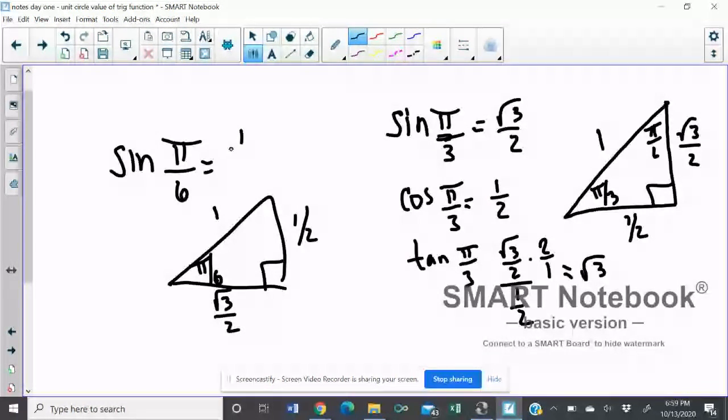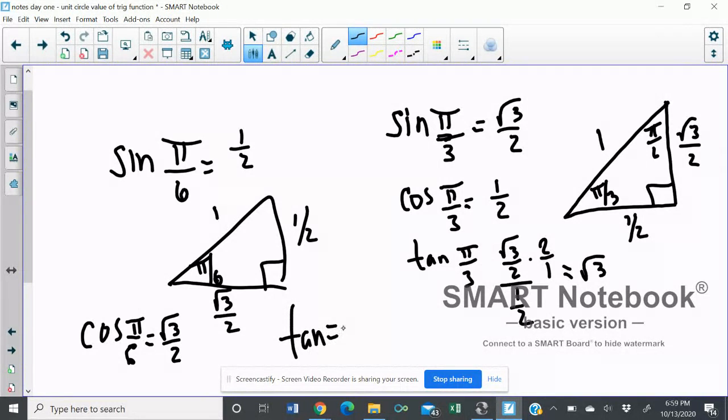So sine is equal to 1/2. Cosine is equal to root 3 over 2. Tangent of pi over 6 is going to be equal to 1 over root 3, or root 3 over 3. Okay, so again, it's all where you draw your triangle and how you come up with your values.